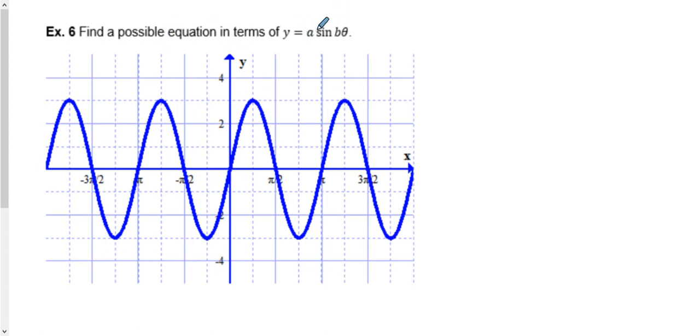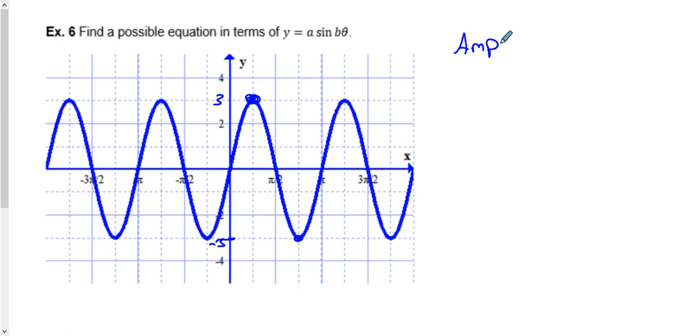In example 6 here, again, we're given this graph, and it's asking you to find an equation for y equals a sine b theta. So first off, let's take a look for our amplitude. Well, we could use an equation because we have a max value here, and that number looks to be at 3. That's your max right there. And you have a minimum value here at -3. That's your minimum value. So you could use your equation to find amplitude.